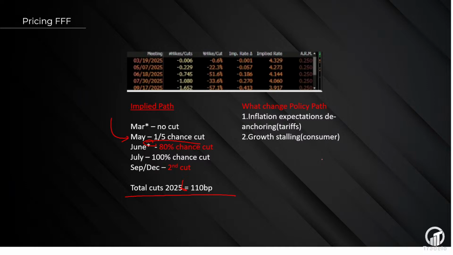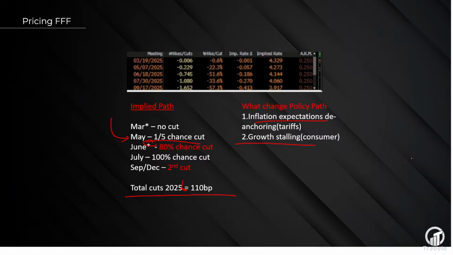Now, in terms of what does change the policy path, well, like I said, inflation expectations de-anchoring. Okay, are they de-anchoring? Perhaps not. We're seeing those surveys tick up. They are a concern. They've been raised. Do they raise it as a concern? Do they actually put something in the statement to suggest it's a concern? Does Powell drop a hint it's a concern? Well, if he does, then we know what to do.